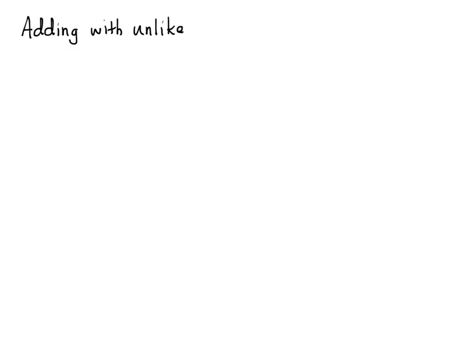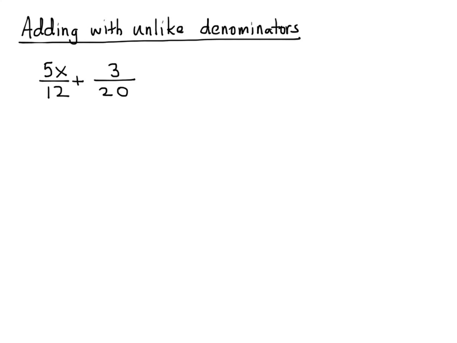Okay, so when we're adding with unlike denominators, we find that least common multiple, and then we have to do something to the numerator too. So let me go back to having just a numeric denominator. We found that the least common multiple is 60.